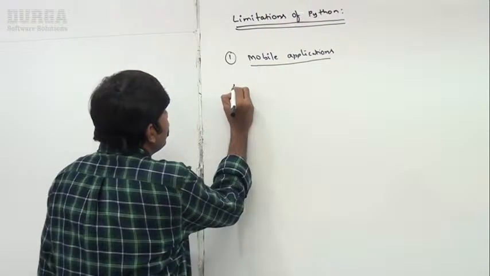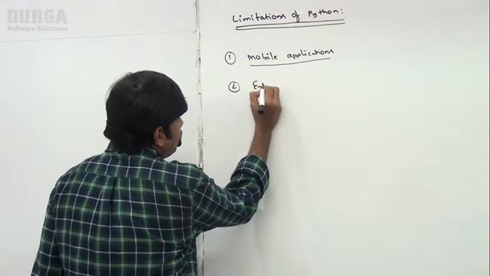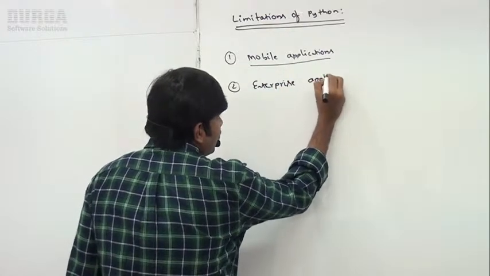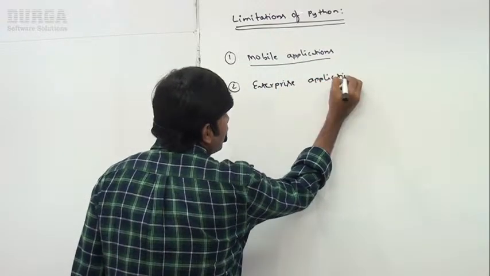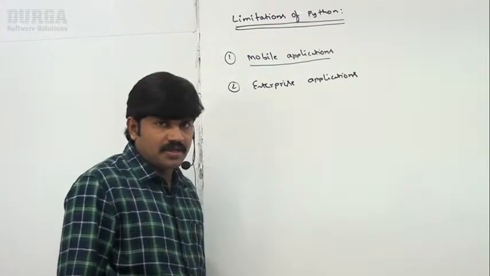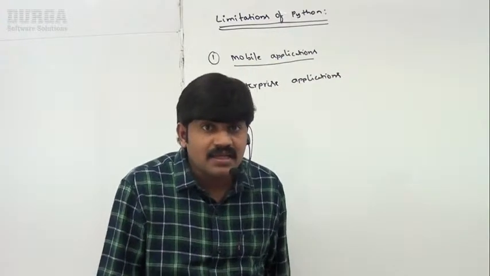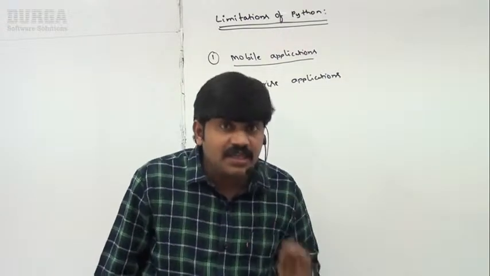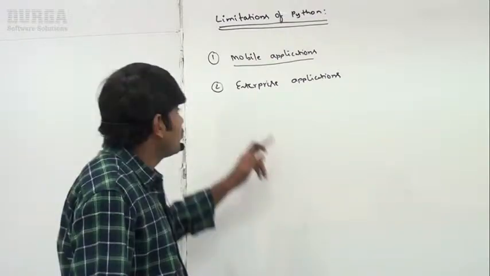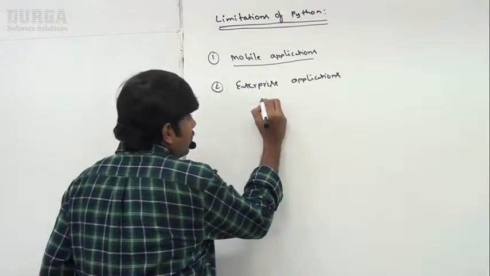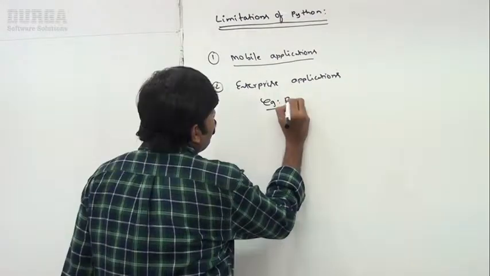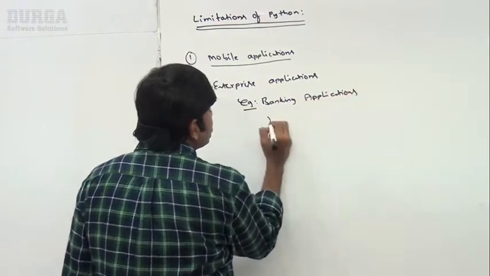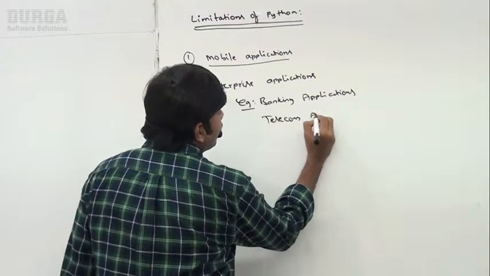Similarly, I want to develop enterprise applications. Observe that. I want to develop end-to-end enterprise applications. Can you please give an example of an enterprise application? Banking applications, telecom applications, where multiple services are required, like transaction management and messaging. Applications that require multiple services are called enterprise applications. The best examples are banking applications and telecom applications.